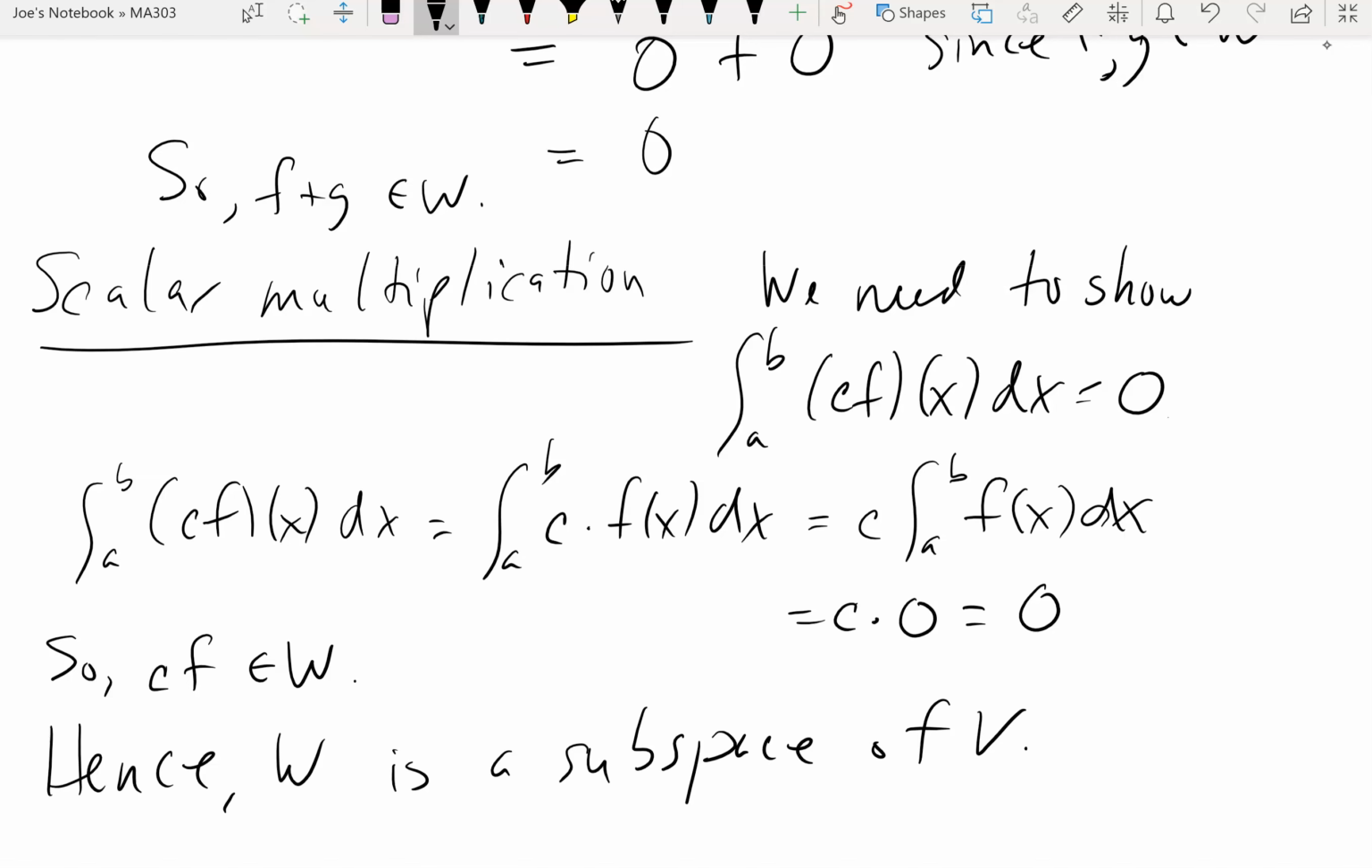So we have that W here is a subspace of V. Now, there was something special here about being 0 that the integral came out to be. Would this have worked if the integral was 1 for a function, if that was the definition? No, because in particular for addition, when you take f plus g, what answer would you get for the integral? 2, right?